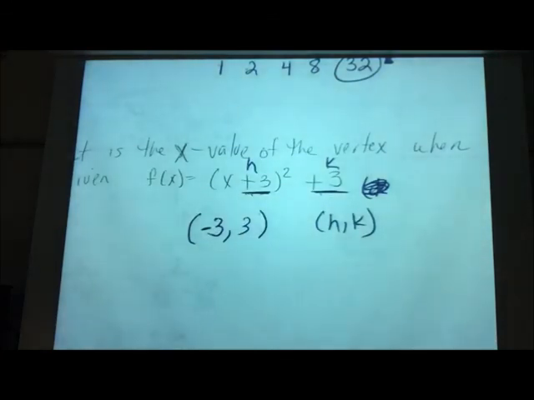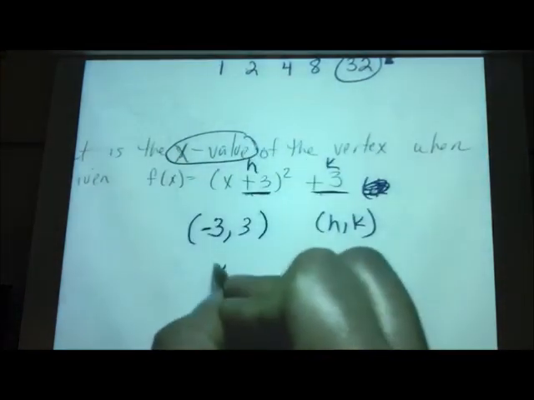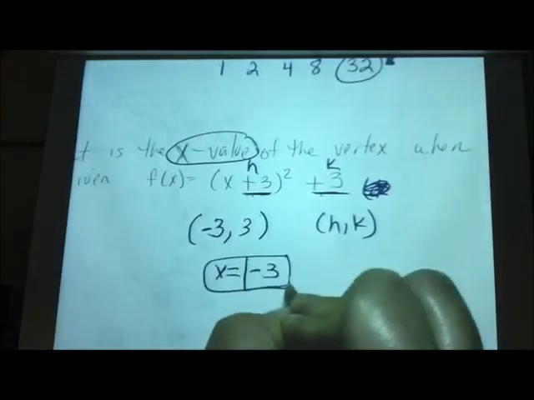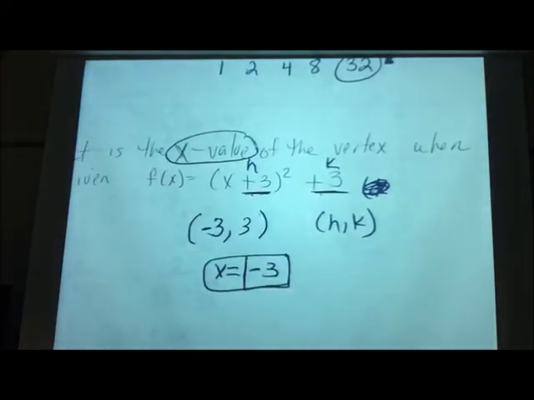Now, if you don't remember that, graph it. And when you graph it, you will see it's at -3, 3. But the question is only going to ask for the x value. So the x value would just be a -3. And that would be my answer. That's what I will plug in into the little Scantron.